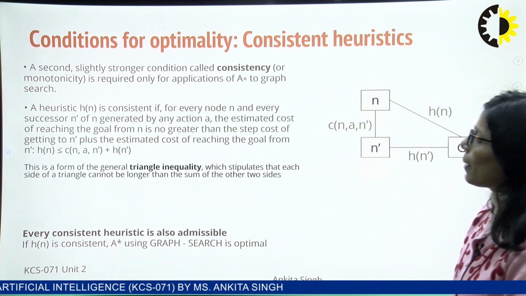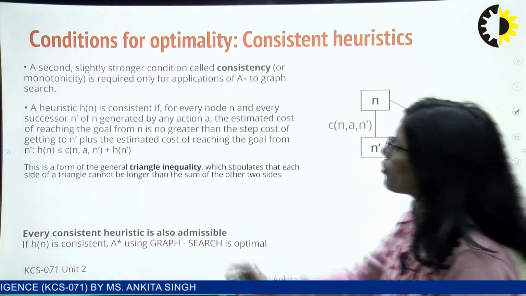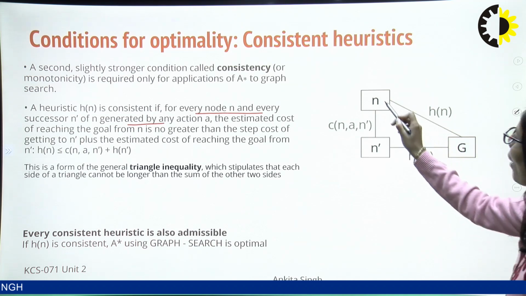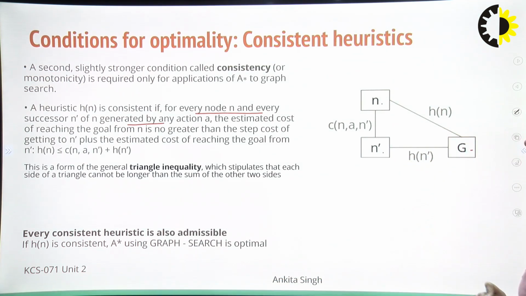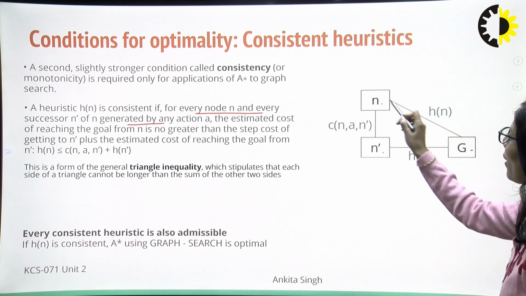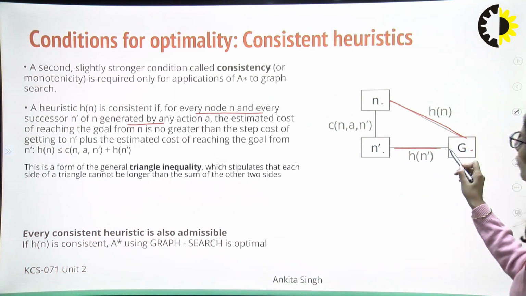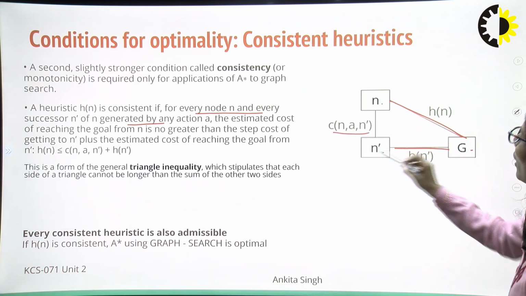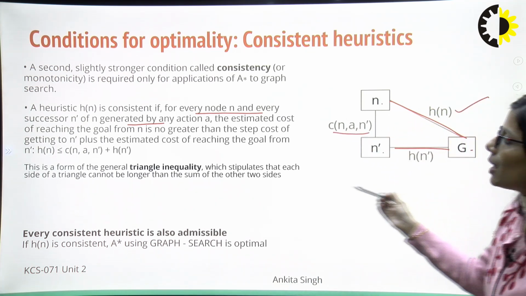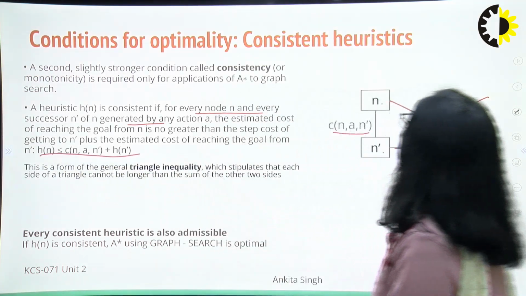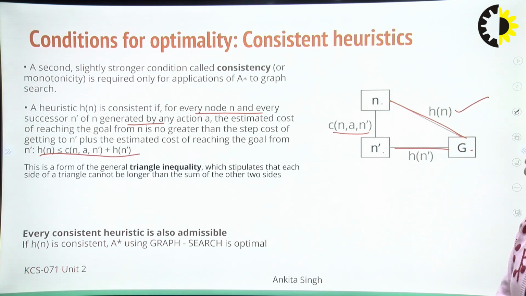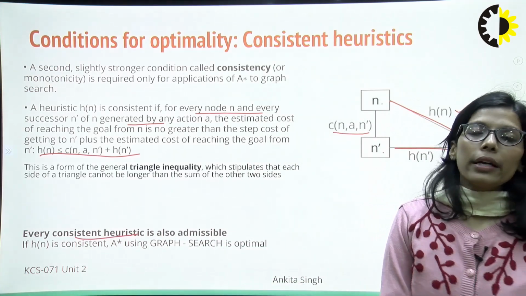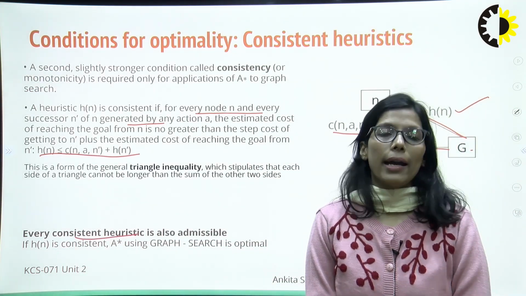Next is the condition of consistency. A heuristic h of n is consistent if, for every node n and every successor n dash generated by an action A, the value of h of n should always be smaller than or equal to the cost of reaching n dash from n plus h of n dash. If we have a node n, a goal node and another node n dash, the value of h of n for this path should be smaller than the sum of these two values. This is an example of triangle inequality and it is called a consistent heuristic. So always remember, if the heuristic is consistent, it will also be admissible.